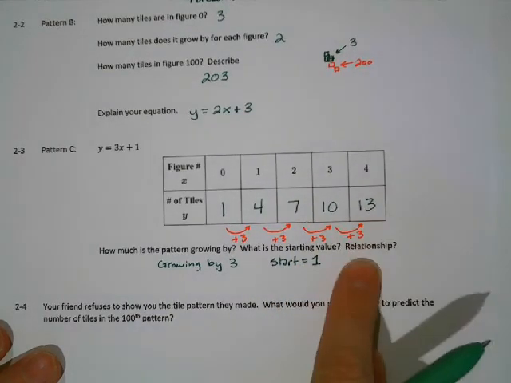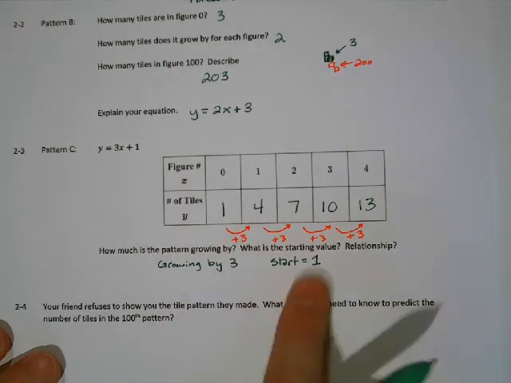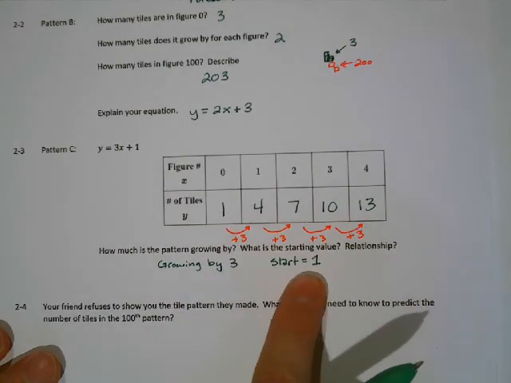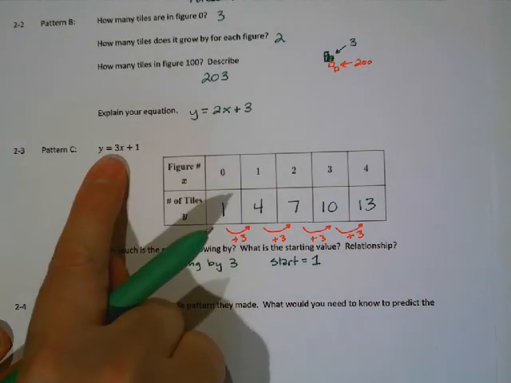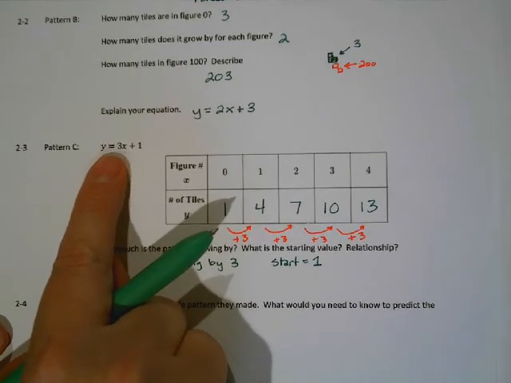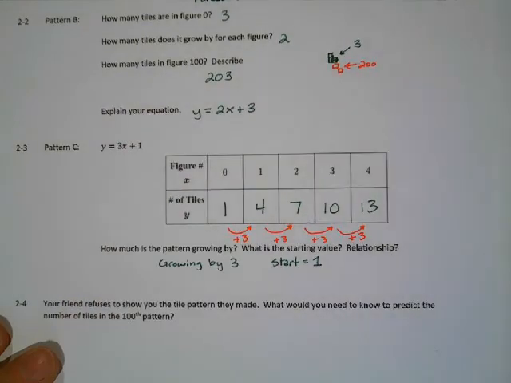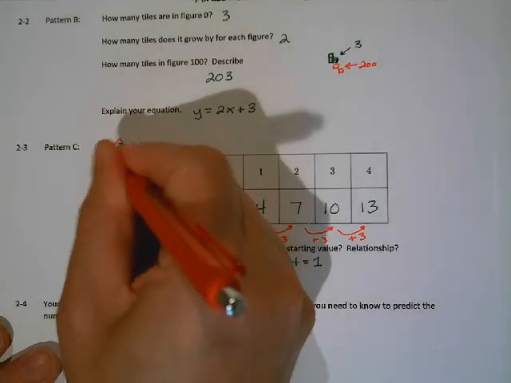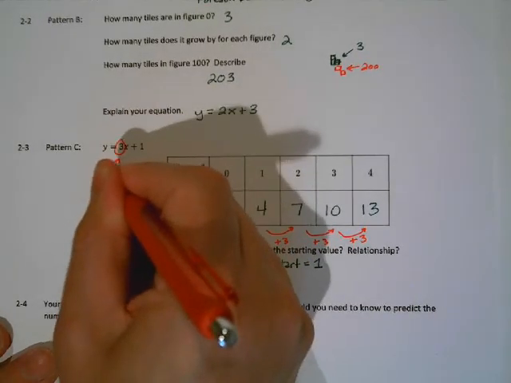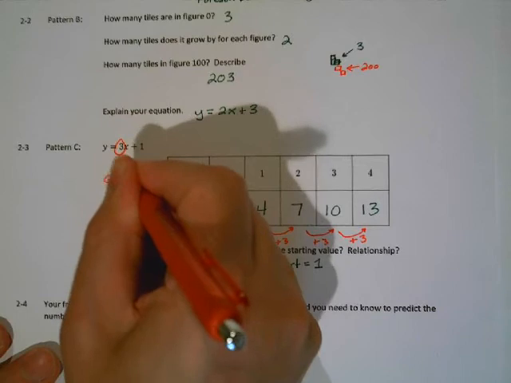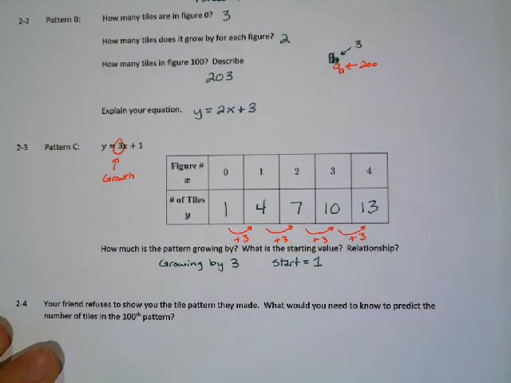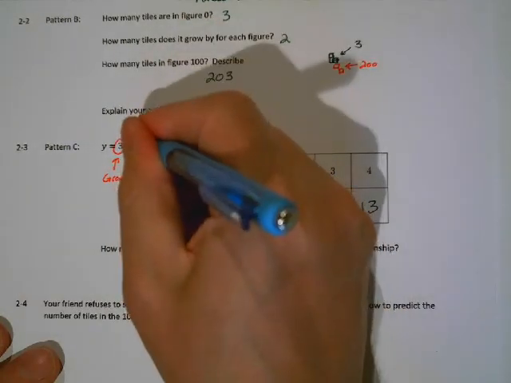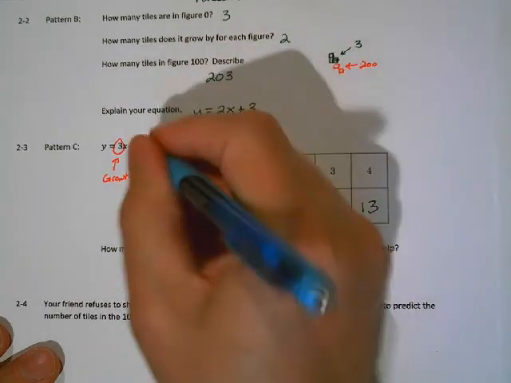So what's the relationship between the growth and the starting value? Well, it looks like the growth is the coefficient of the x value. So the number out front, the number that's multiplying. So it looks like this number here is the growth value, whereas this one right here is the starting value.